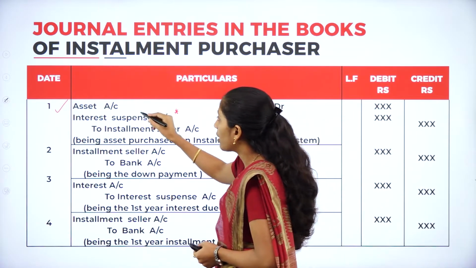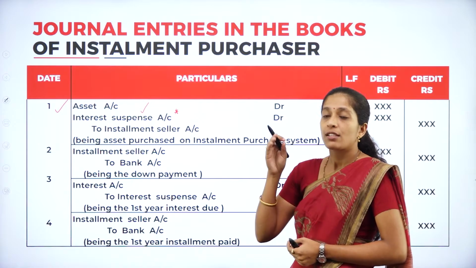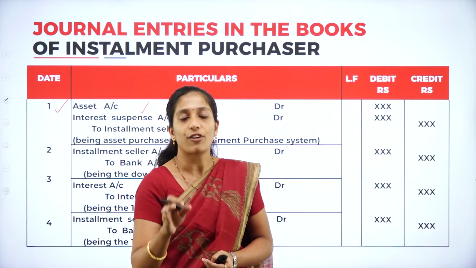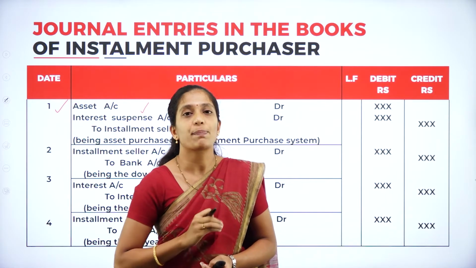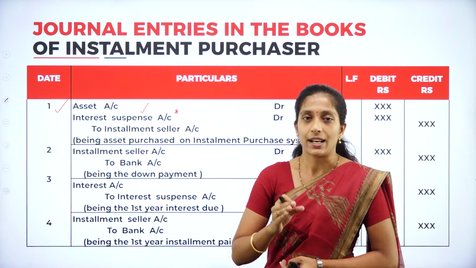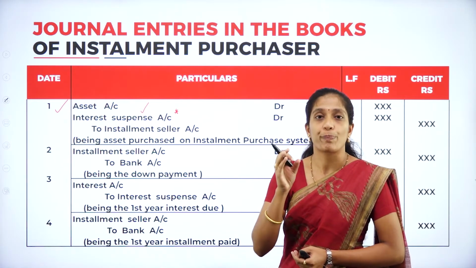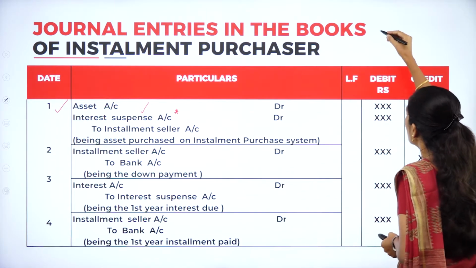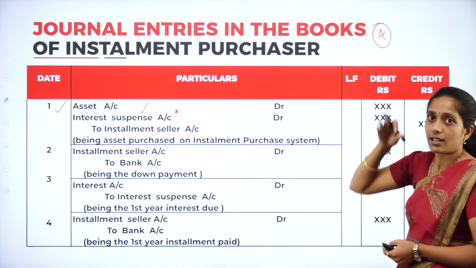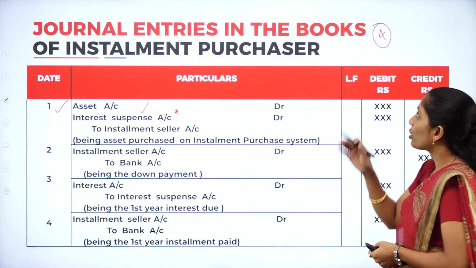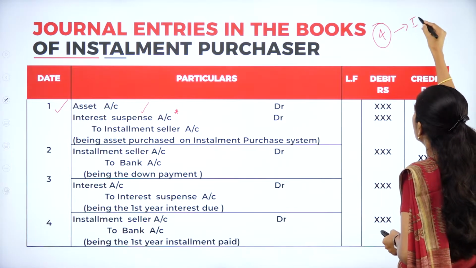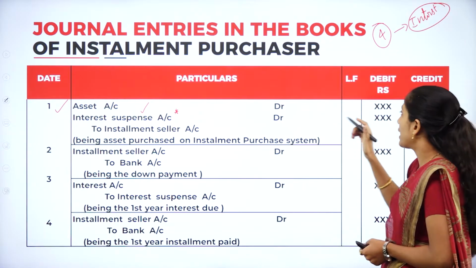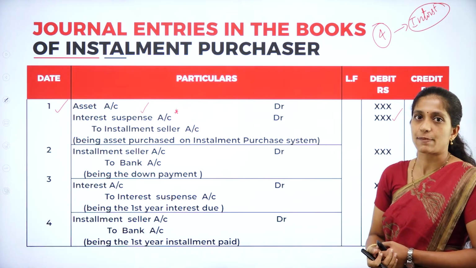Now what are you going to record under the interest suspense account? You know that during payment of the amount in the form of installments, along with the principal amount, the hire buyer or the installment buyer has to pay interest also. For example, if the amount is paid in 4 installments, all these 4 years' interest has to be added and written in the interest suspense account.